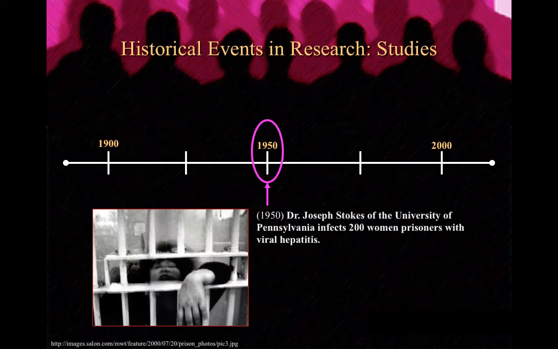Take a look at this example of ethical misconduct, which took place in the mid-1900s. A man named Dr. Stokes was interested in studying the course of viral hepatitis, so he targeted women in prisons to be his involuntary participants. This is another example of social injustice, and you can see a pattern that vulnerable and oppressed groups are being targeted.